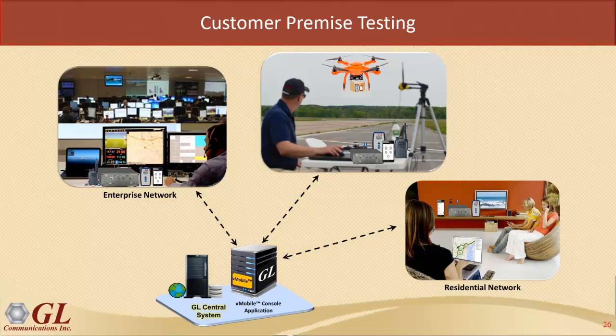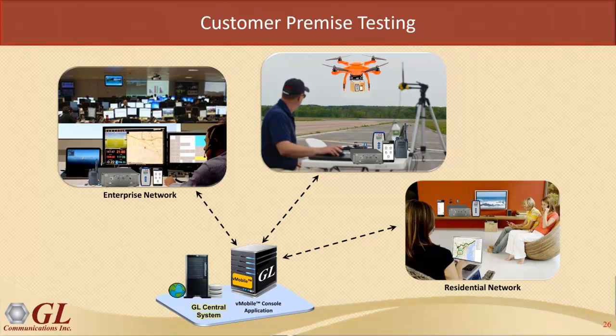You can even put it, we show a picture here of the vMobile on a drone. So put the vMobile, a radio, or a phone on there, and now you can do testing as the drone is flying around or what have you.